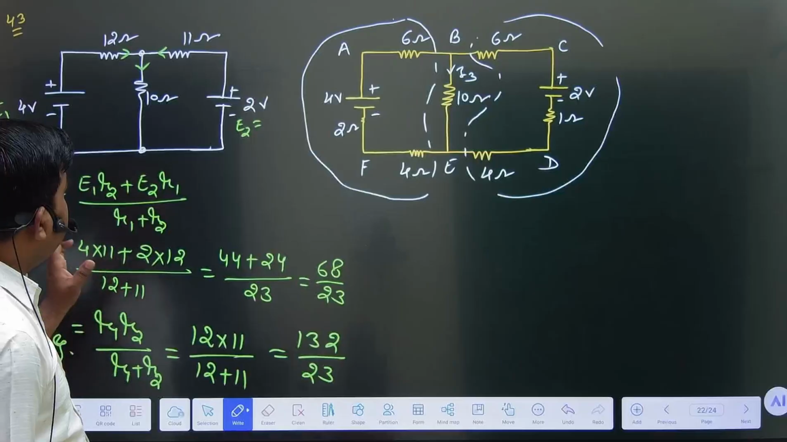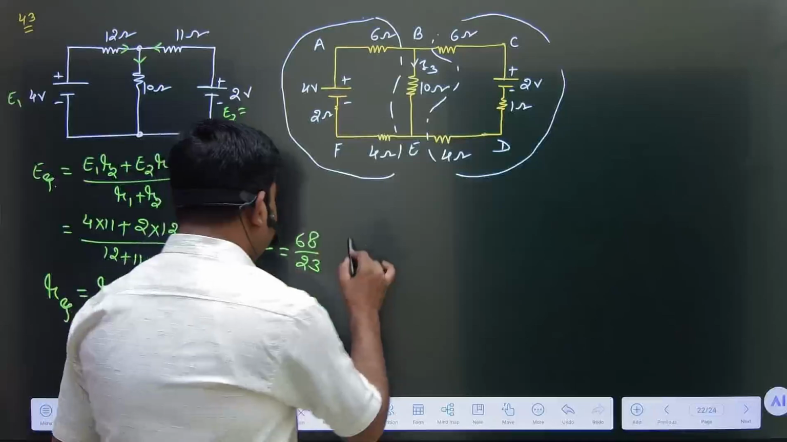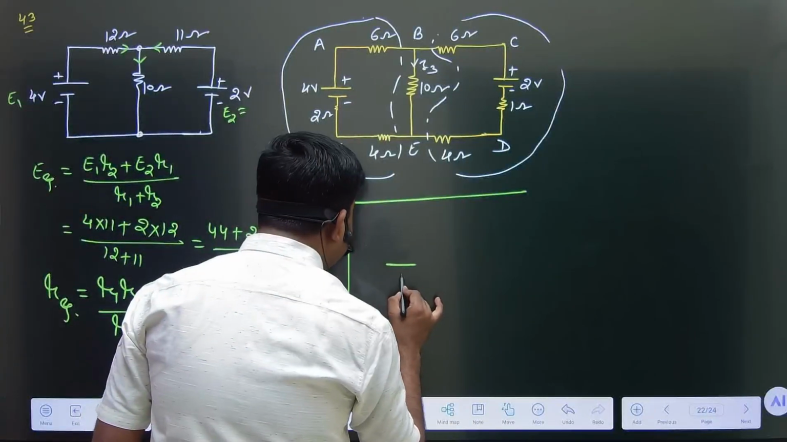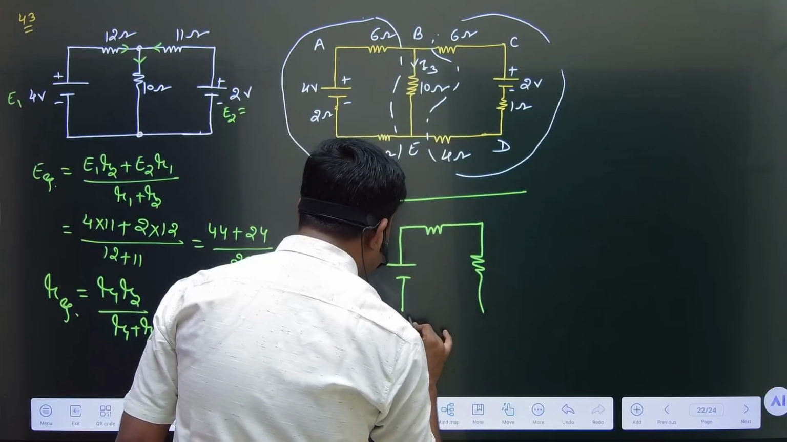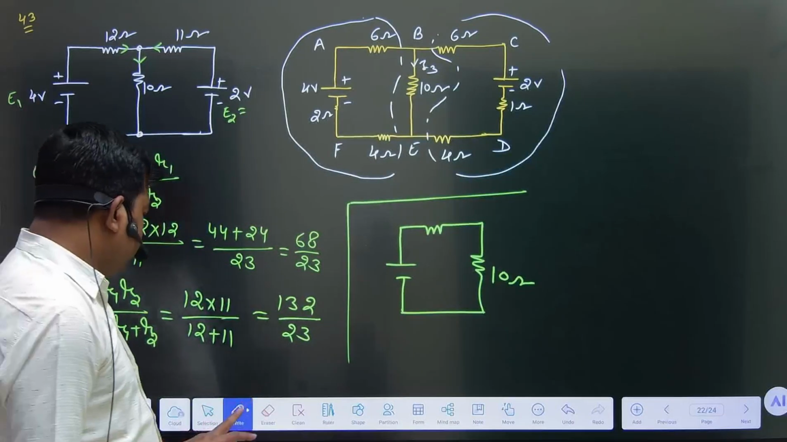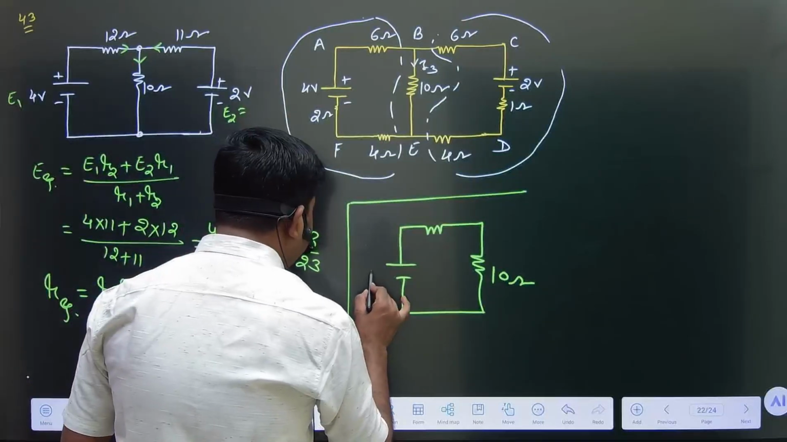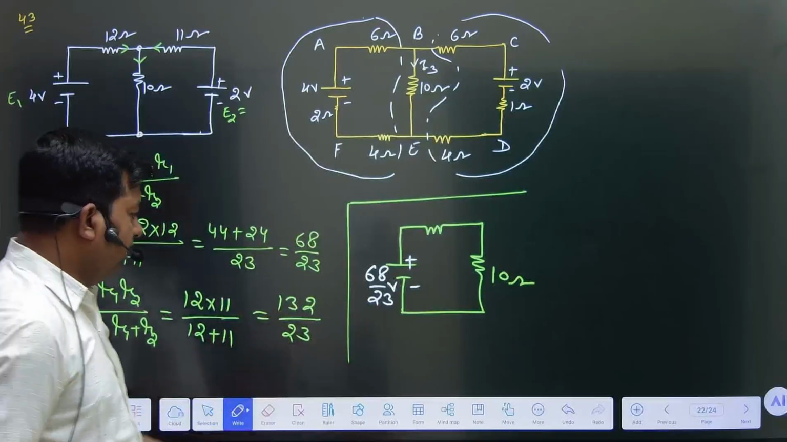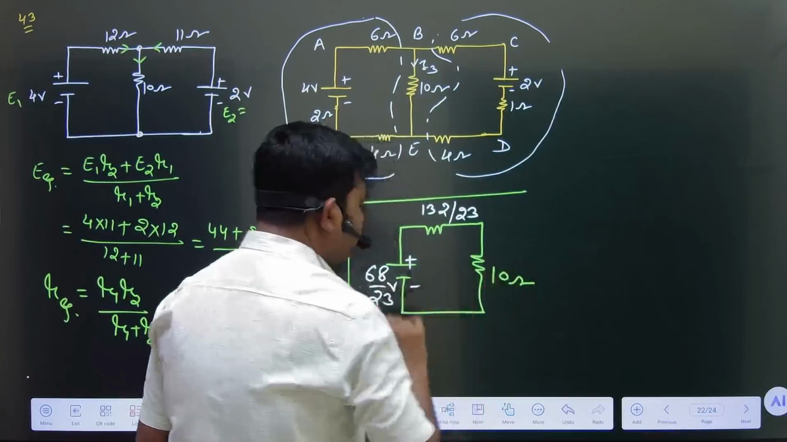Now we have to draw the equivalent circuit one more time. So the equivalent circuit is here. Both these cells are combined to form a single cell with resistance, and this is also another resistance of 10 ohm. This is the circuit. This is 10 ohm. Clear to you? And now here this equivalent EMF is 68 by 23 volt. This R equivalent is 132 divided by 23, and this is 10 ohm.